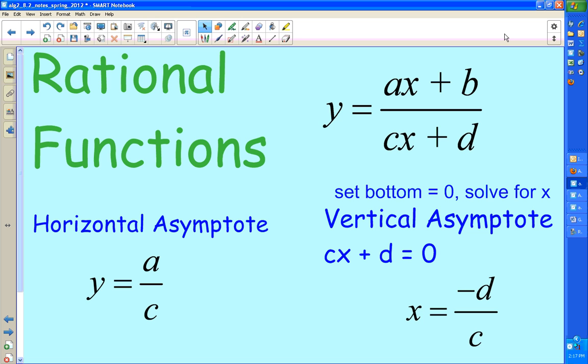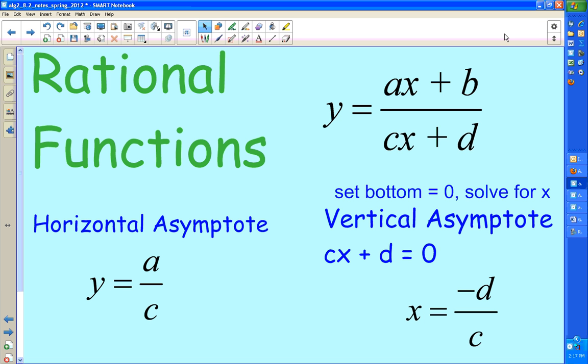Your horizontal asymptote will be whatever the coefficient on the x is on the top, divided by the coefficient of x on the bottom, and it's a horizontal line, y equals a over c. Your vertical asymptote is cx plus d equals 0, and solve for x. X equals negative d over c.